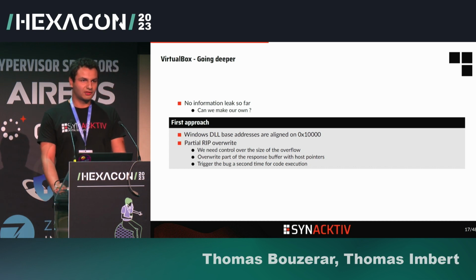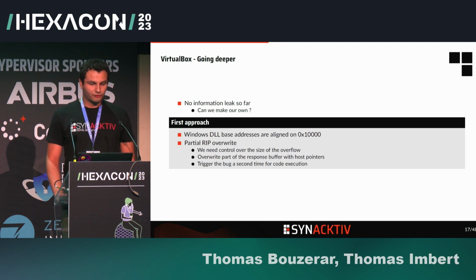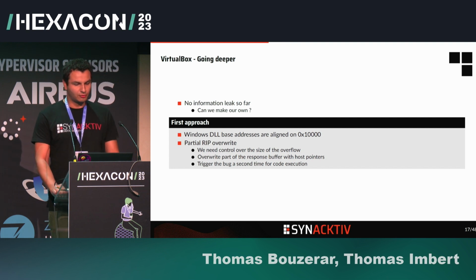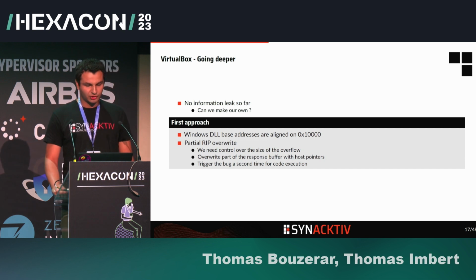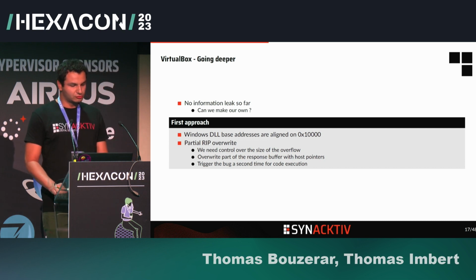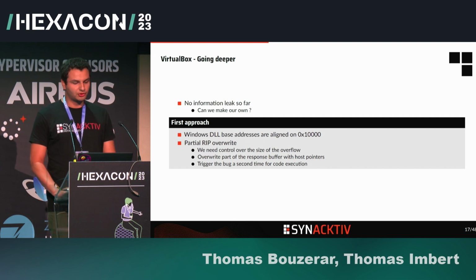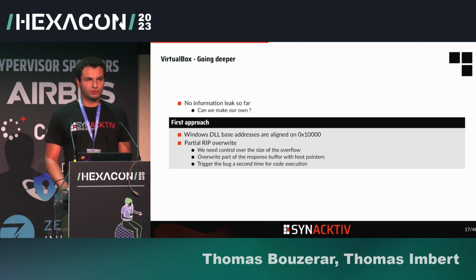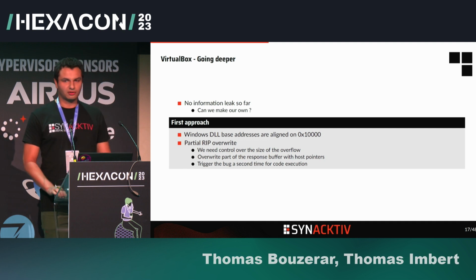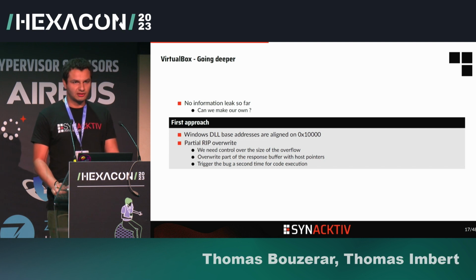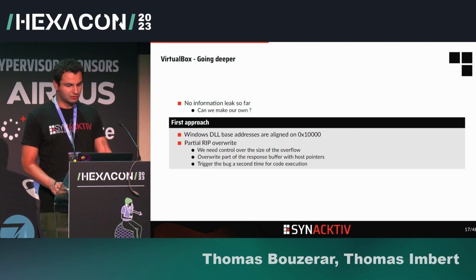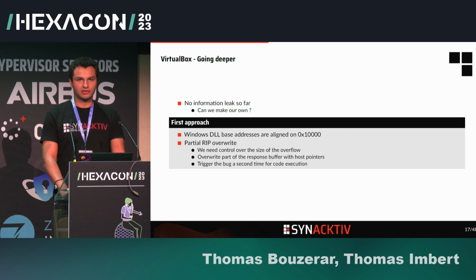So far we don't have any information leak. So our first approach was that Windows DLL-based addresses are aligned on a pretty large memory range. So we could do maybe a partial RIP overwrite and jump to a nice gadget that would create us an info leak by copying host pointers into our response buffer. And the gadget then has to continue the execution so that we can trigger the bug a second time to get code execution.